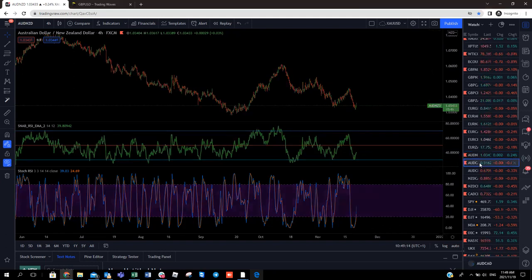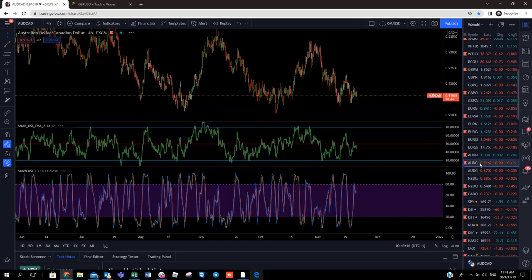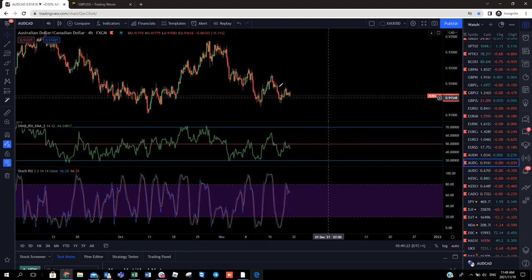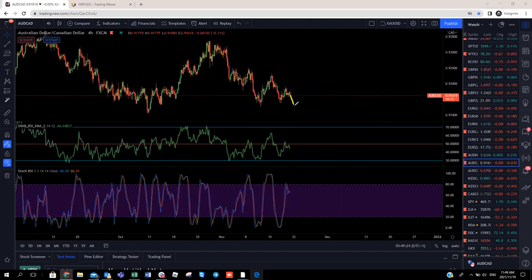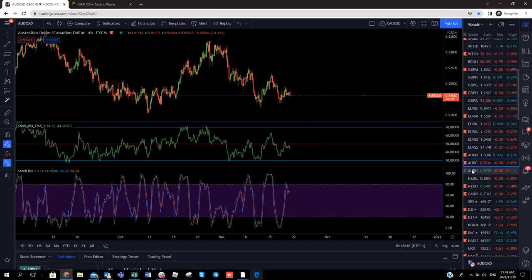Audi CAD. Expect continuation to the downside here, even if it is to the short term around this level. Then we'll expect this one to bounce up like this to give us this structure. That is Audi CAD. Still sideways.